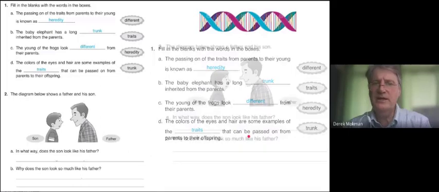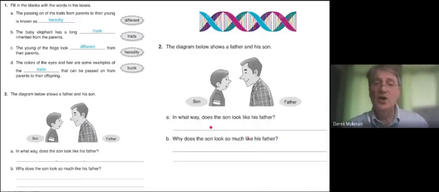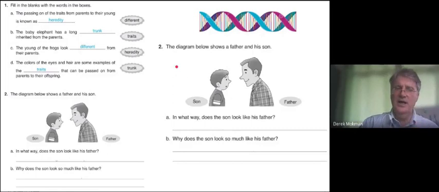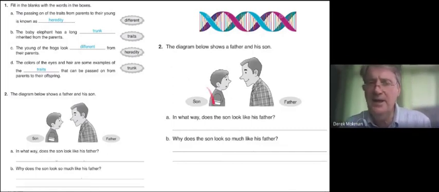Now, there's one more set of questions I'd like you to answer, which is question 2. I'd like you to look at this picture and answer question A and question B. We're not going to finish this question in this class, but next class, I'm going to ask you for the answers. But for now, you have 2 minutes, and I'd like you to answer question 2A and 2B. Starting now, please.